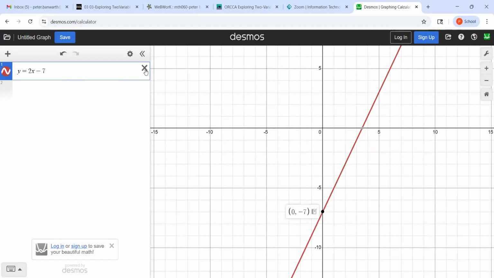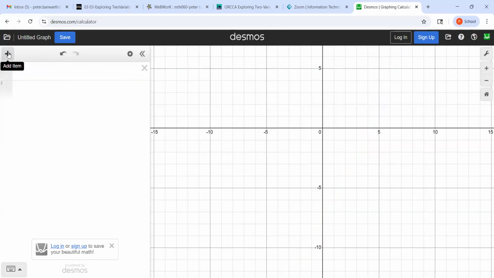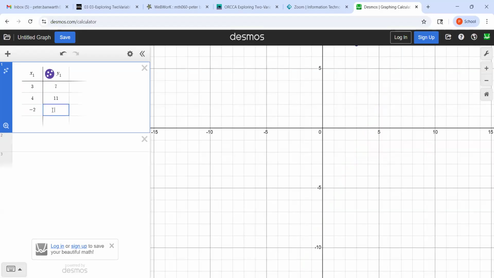But not only can we put equations in, we can also put tables in. And to do that, you press the plus, and you can choose a table right here. And now you get to put your coordinate pairs or your ordered pairs in one by one. You can't see them, but I'm going to put the ordered pairs in. It was 3 and 7. X equals 3, y equals 7. X equals 4, y equals 11. X equals -2, y equals -13, and x equals 6, y equals 19.